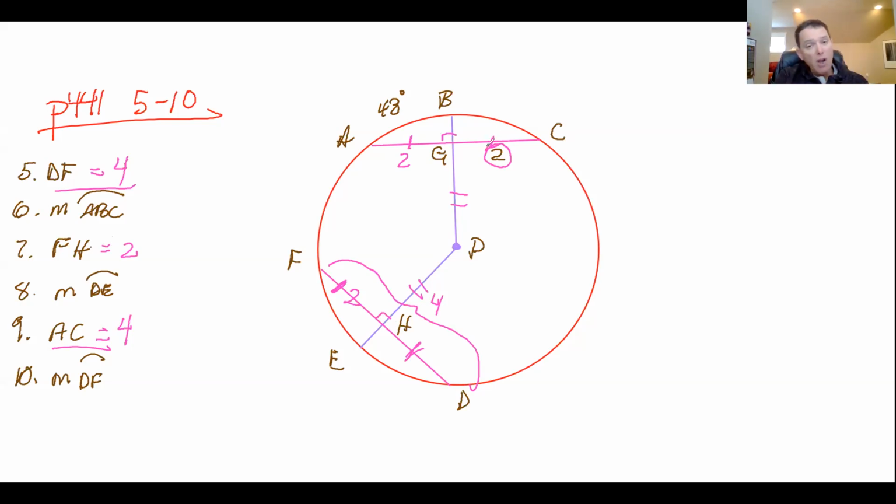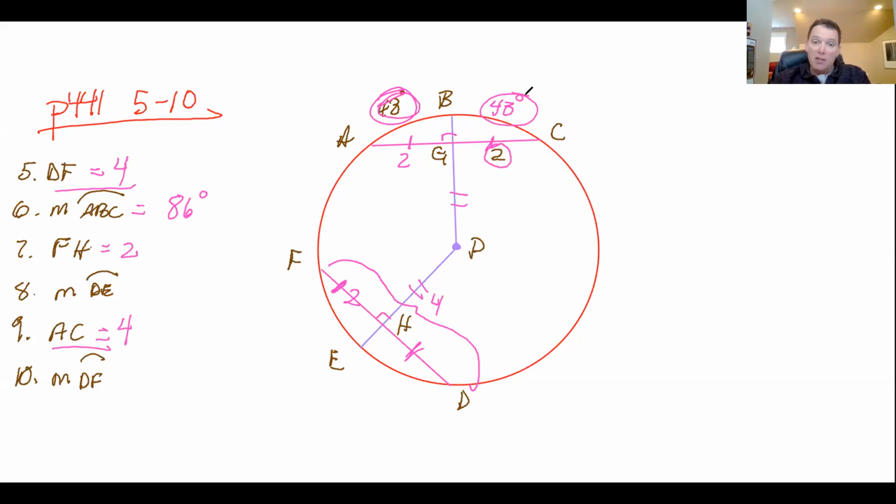But here's the thing I also know. I know that not only are chords bisected by a diameter, but also the arc. So if this is 43, this is 43 degrees. I don't see arc BC on here, but ABC I'm going to write as 86 degrees because I got 43 and 43.